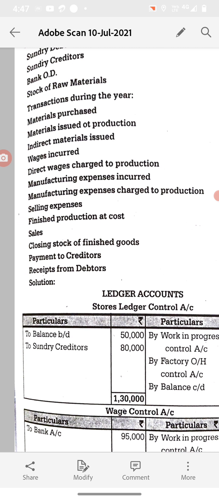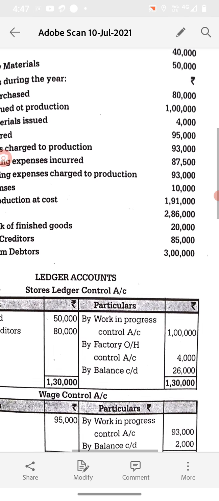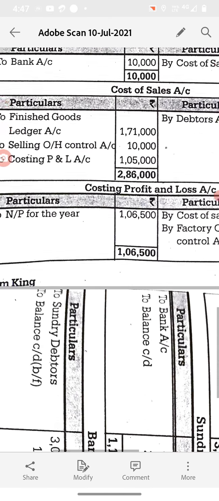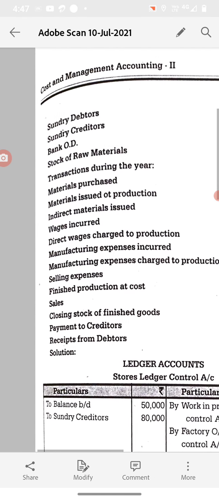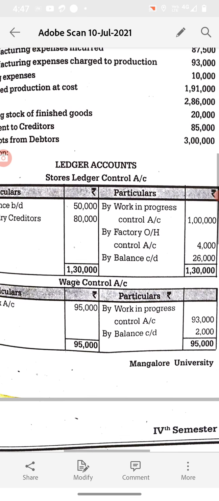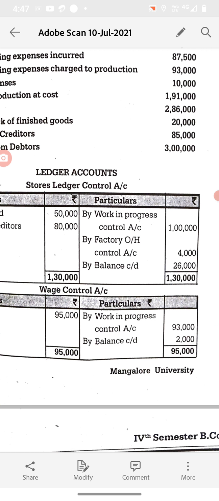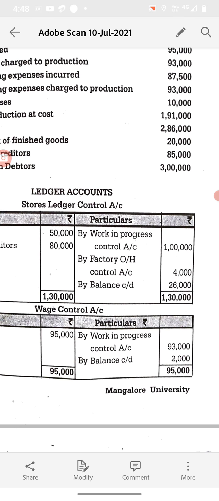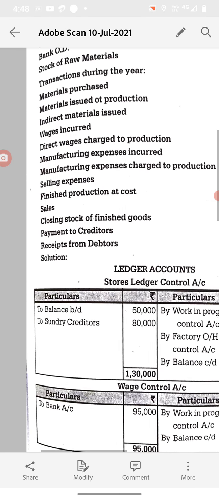Now we will move on to the transactions. Material purchased. So when material is purchased, you can take it as a credit purchase since cash is not given. So to sundry creditors you have to write 80,000, and in sundry creditors account you have to write by stores ledger account. See, by stores ledger 80,000 rupees we have written. Then material issued for production. So material, all of you know, stores ledger issued means it is credit side. So production, it is work in progress control account. They have given 1 lakh rupees. So write 1 lakh rupees in work in progress and in stores ledger account. To stores ledger 1 lakh. So that entry is over.